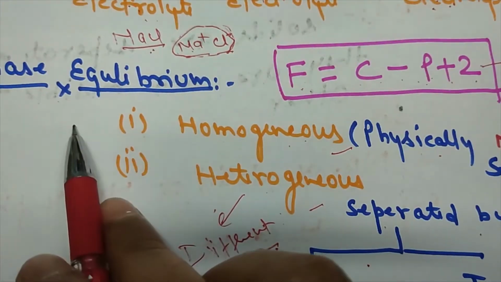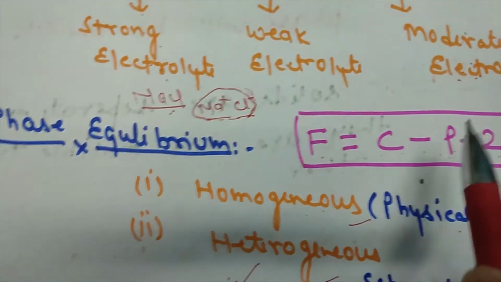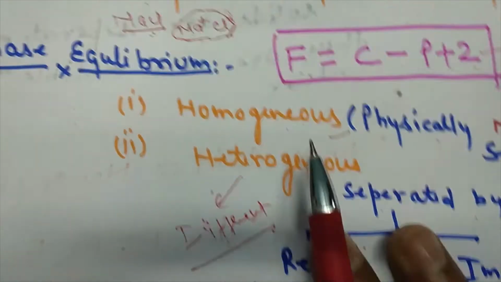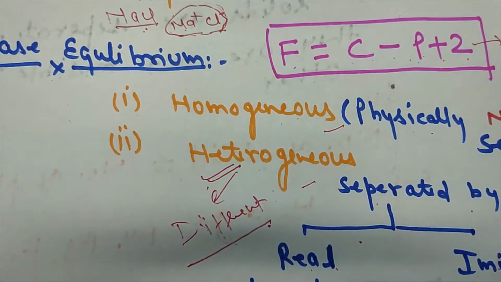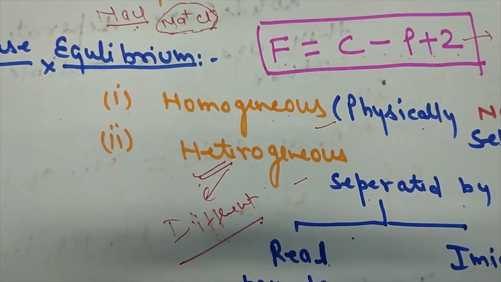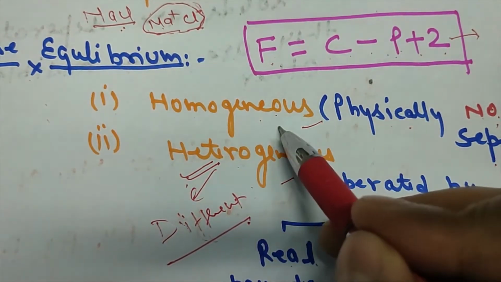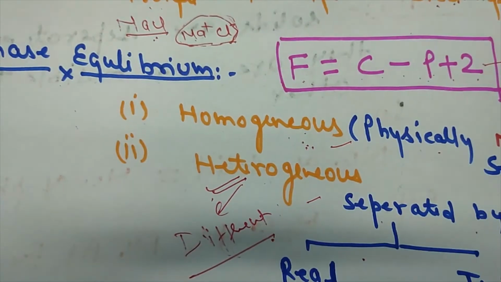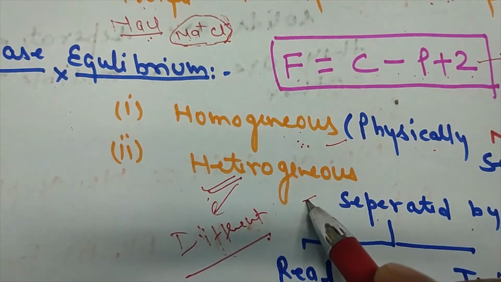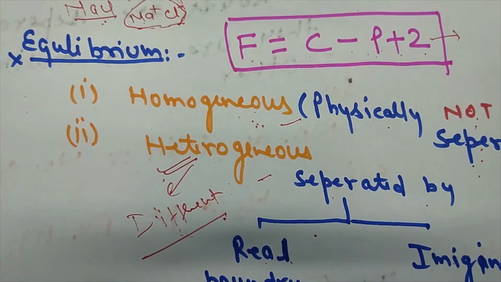So in phase equilibrium we are going to discuss the moderate electrolyte, which I have already discussed, and the second thing is the heterogeneous phase. Guys, it is very important: it only works for the heterogeneous phase. We can't study these things in the homogeneous phase, and this is the real drawback of phase equilibrium. We can only study the heterogeneous phase, which is separated by a real or imaginary boundary and is easily separable, that is, it has different phases.